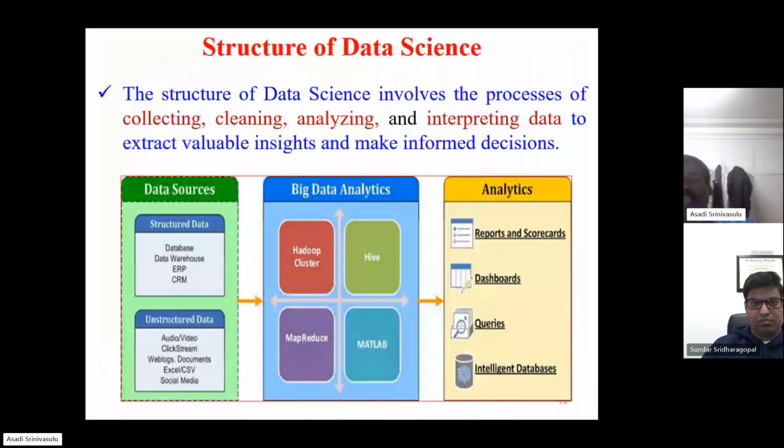Then what is the structure of data science? We have tier 1, tier 2, tier 3. So the structure of data science involves processing first: collecting the data, then cleaning the data, analyzing the data, and interpreting the data to extract valuable insights to make informed decisions.